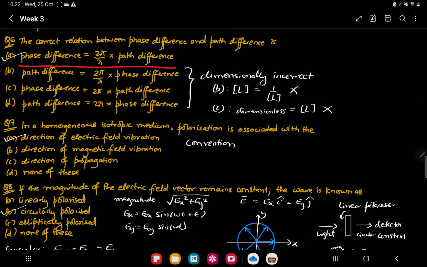In a homogeneous isotropic medium, polarization is associated with the direction of electric field vibration. Whenever we say polarized along the x-axis, that means the electric field vibrations are along the x-axis.